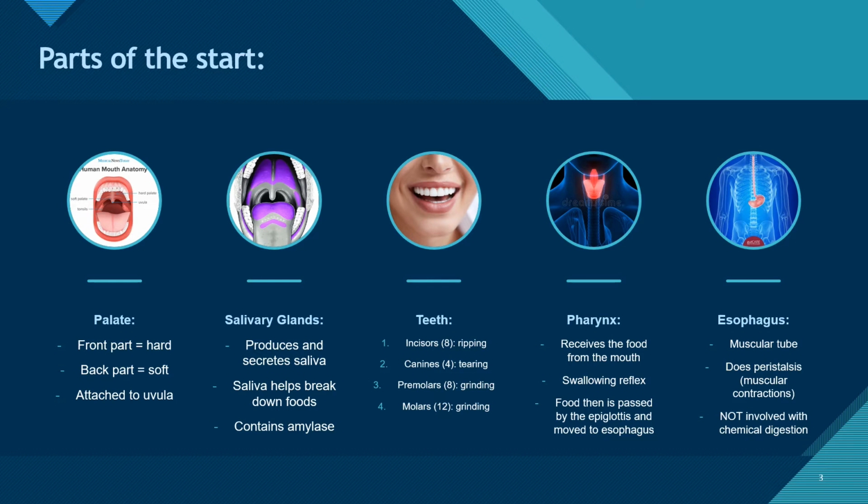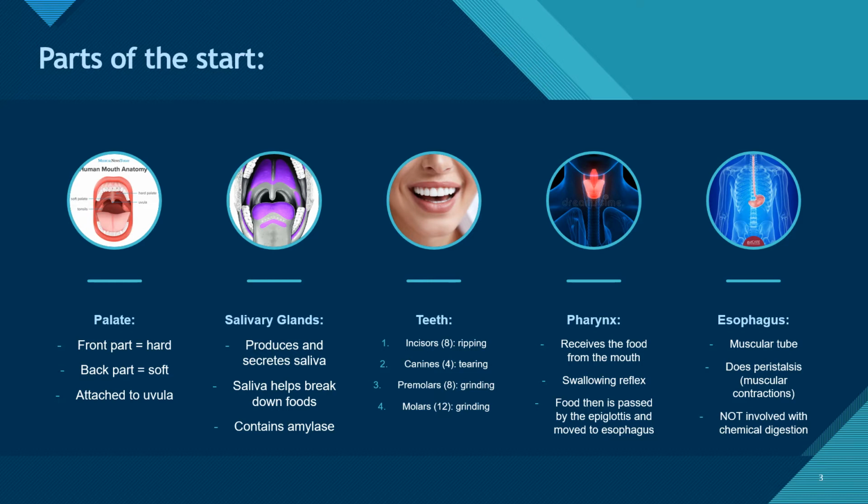We have 4 types of teeth. We have the incisors, 8 of those, and they're more for ripping. With the canines, we have 4 of those, and they're for sort of tearing. With premolars, we have 8 of those, and then our molars, which slowly come in as we get older, we have 12 of those, and they're both mainly used for grinding things.